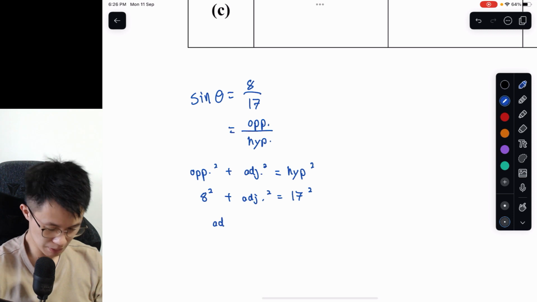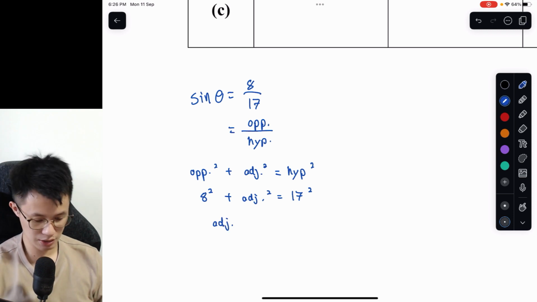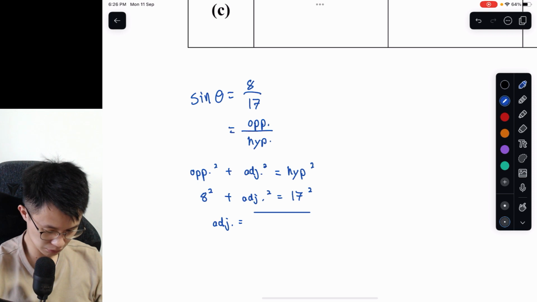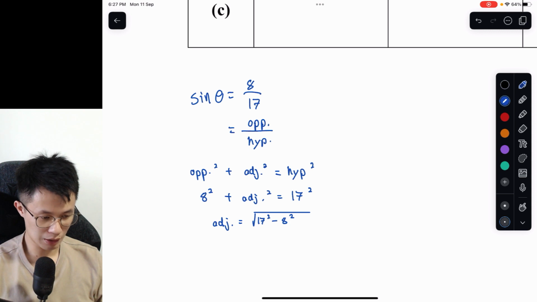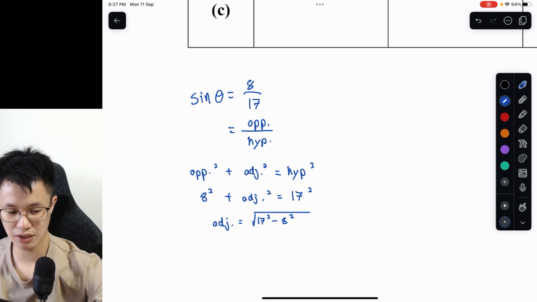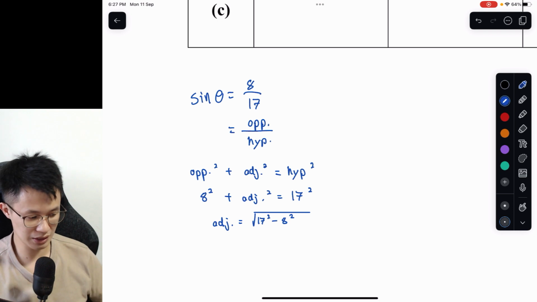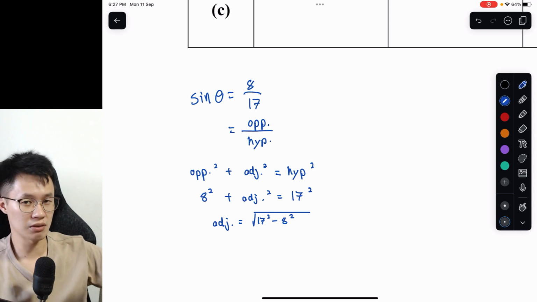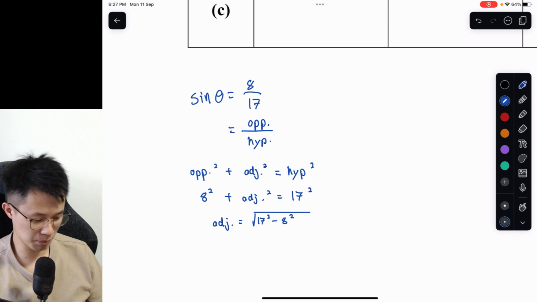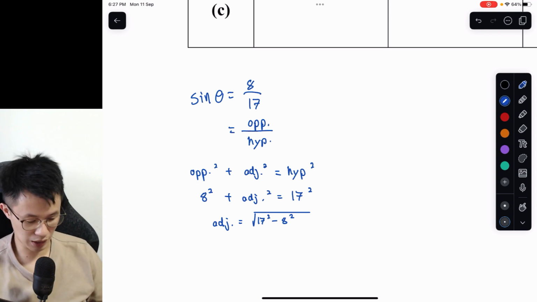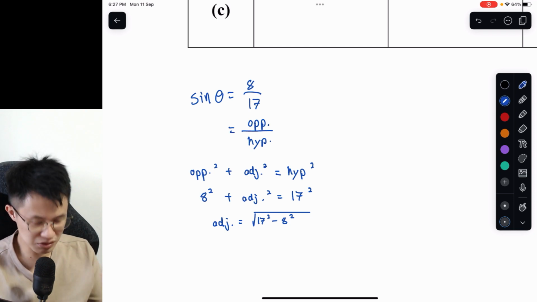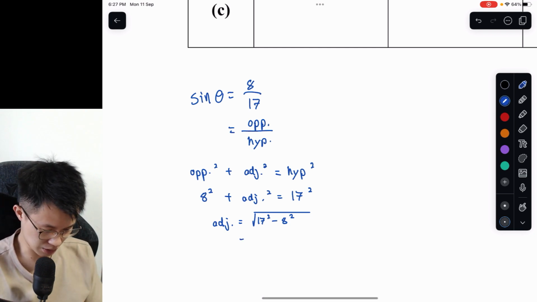From here, I'm going to skip some steps, and so the adjacent is simply equal to the square root of 17 squared minus 8 squared. I'm not exactly saying the length of the adjacent, but the length of the adjacent in ratio, as compared to the opposite and the hypotenuse. And that's the main difference here. We don't want to assume that 17 or 8 is the length of the hypotenuse and the opposite, but the ratio, when it's put in ratio, it just makes sense.